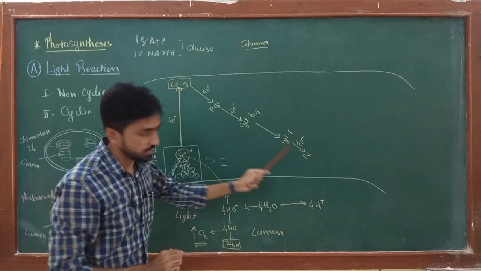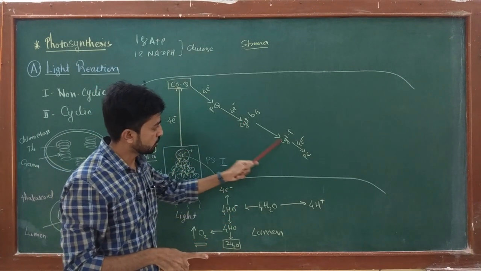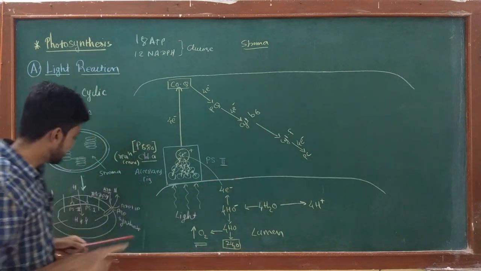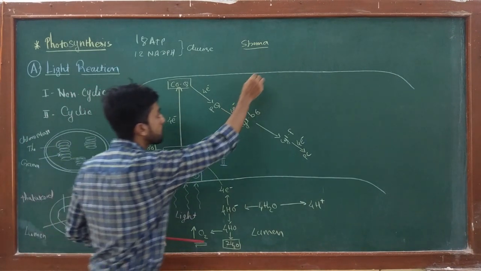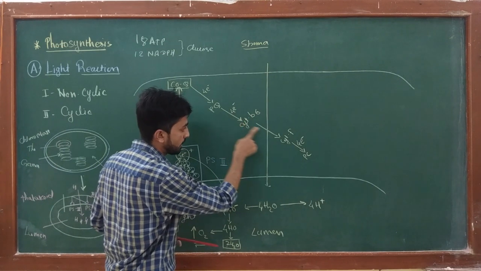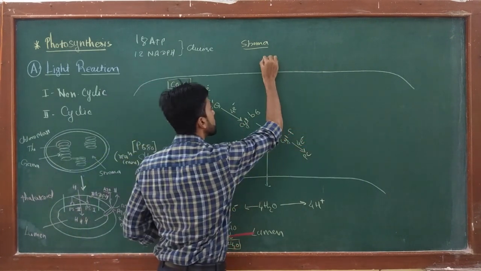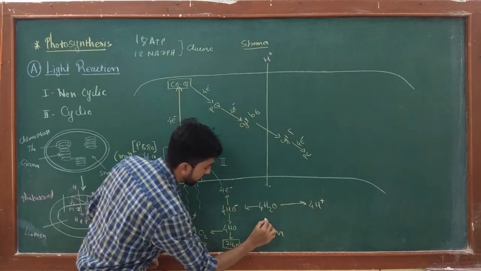in the movement of the electron is used by the cytochrome B6 and cytochrome F complex to pump hydrogen ions, as I said earlier, from the stroma to the lumen. That means when electrons move from cytochrome B6 to cytochrome F, hydrogen ions are transferred from stroma to the lumen.